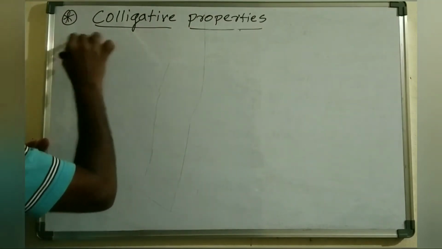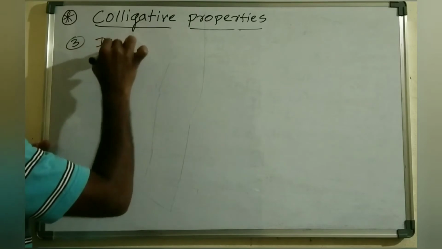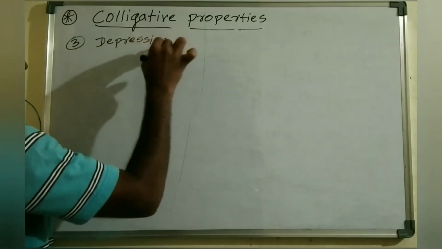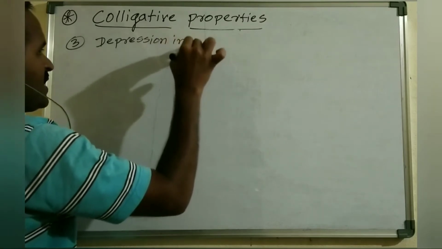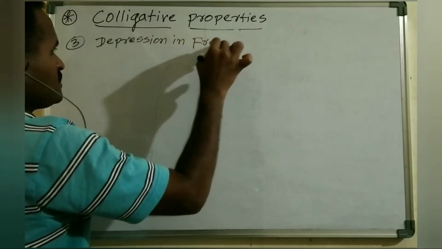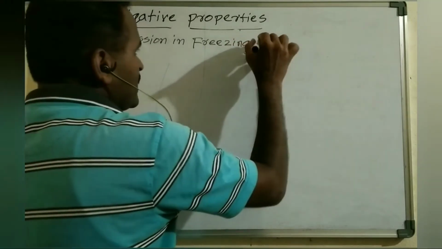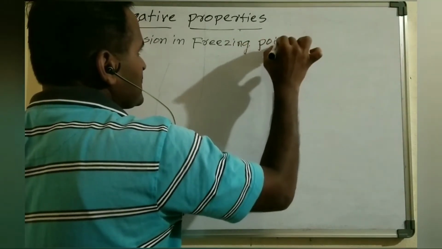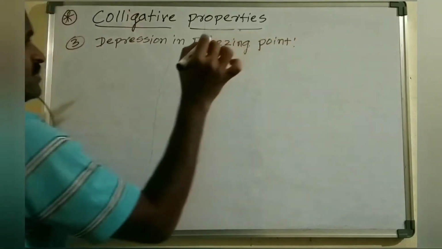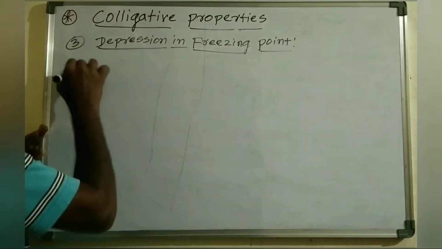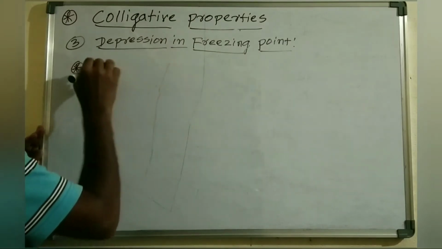Depression in freezing point. This depression in freezing point is another, the third colligative property. So first we'll discuss this freezing point.